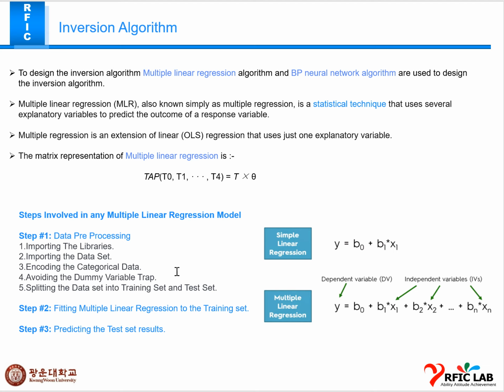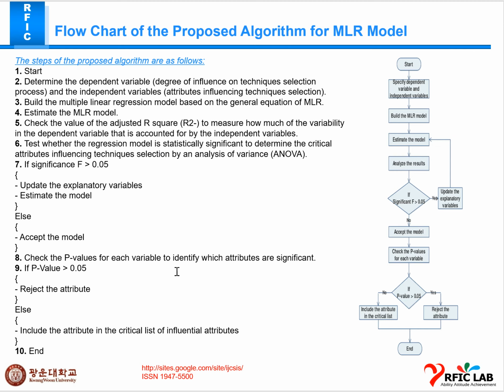In this way, we have a multiple regression model. This is the flow chart, which I studied from another paper; I have mentioned the link also, and what all the steps and algorithms are and how they process all this. On the left-hand side I have described it in detail, and on the right-hand side I have a diagram of the algorithm flow chart of the MLR model, that is, the multiple linear regression model.